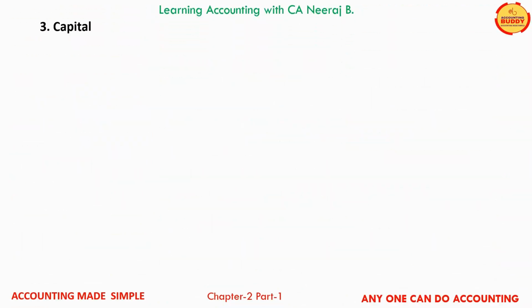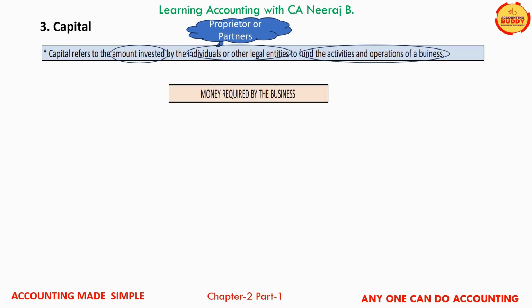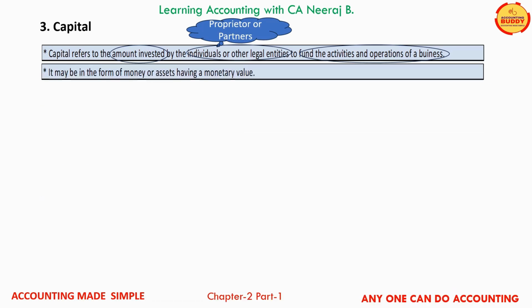The next term which we are going to discuss now is the term capital. It is a part of the money required to start a business which is invested by the owners or partners or other legal entities. I hope you remember the types of businesses we discussed in chapter 1, Introduction to Accounting. In case of a sole trader business, money is invested by the single owner known as proprietor. In a partnership business, money is invested by all the partners. And in case of a company, money is invested by several shareholders. Capital invested can either be in the form of money or in kind, having a monetary value.